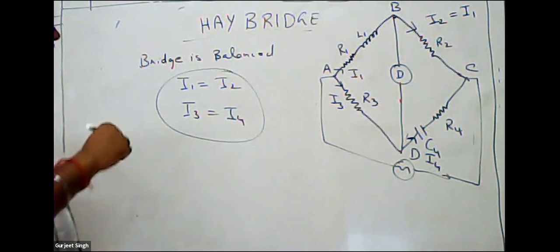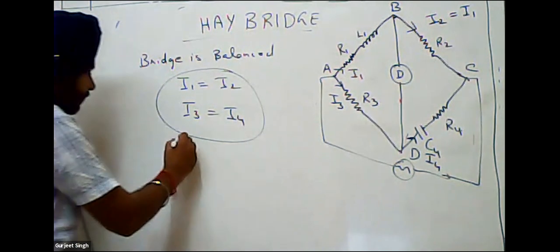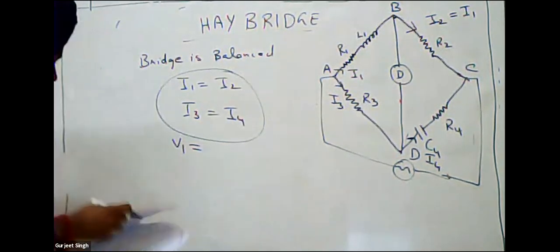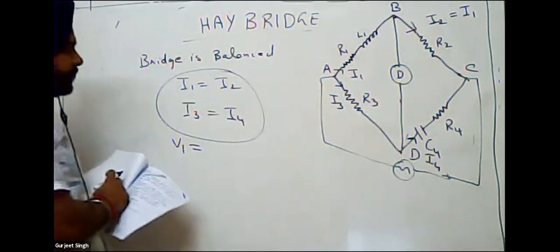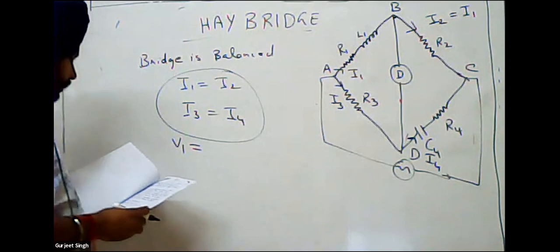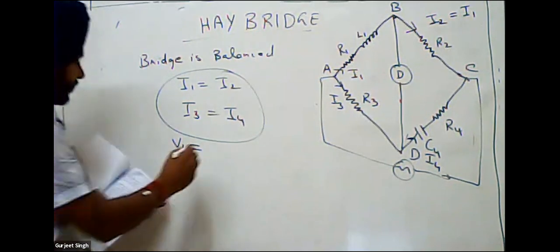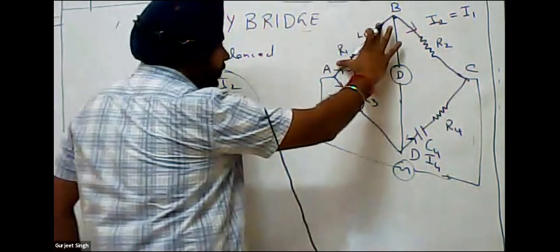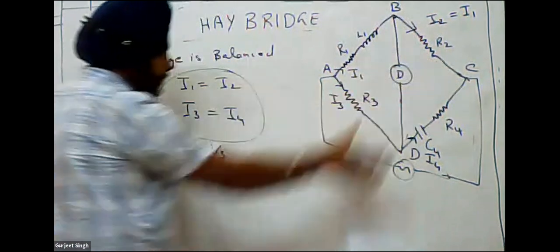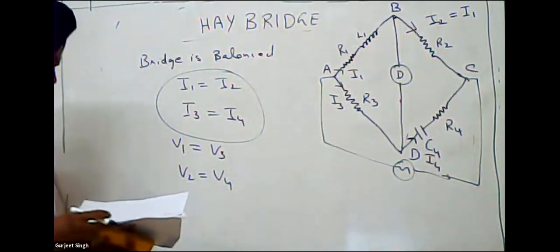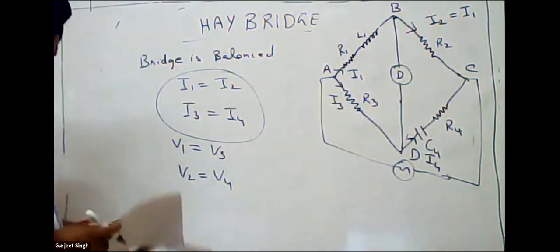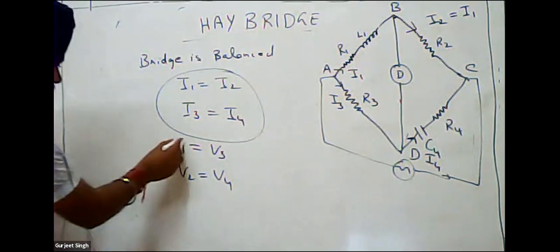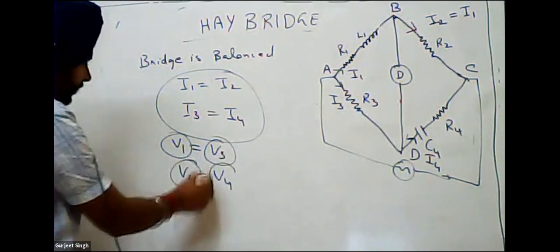When our bridge is balanced, the voltage across V1 is equal to the voltage across V3, and V2 is equal to V4 voltage. Means the voltage drop across this arm and the voltage across this arm are equal. So this is the balanced condition of our bridge. So we will find out the value of V1, V3, V2 and V4.